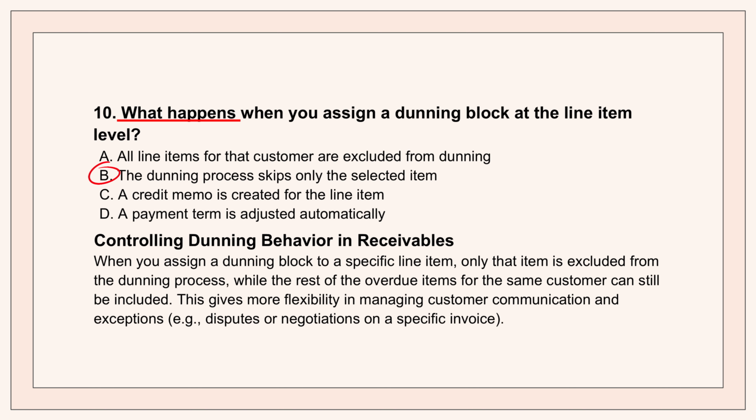It's really useful for maintaining good customer relations while sorting out a specific issue, but still pursuing the rest of the legitimate debt. Very targeted control. That makes a lot of sense. Avoids blanket stops. Right. And the other options are incorrect. It doesn't block the whole customer. A, doesn't create a credit memo. C, doesn't change payment terms. D, it's just a very specific do not dun this item flag.